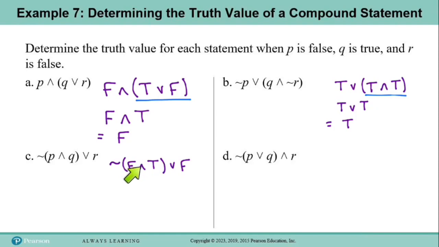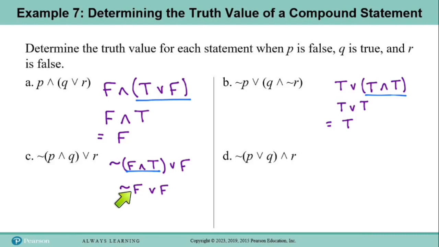Okay, now working in parentheses first, we've got an and statement. Now we know that an and statement can only be true when both components are true. So this statement right here in the parentheses is going to be false because one of the components is false. So I've got not false or false.